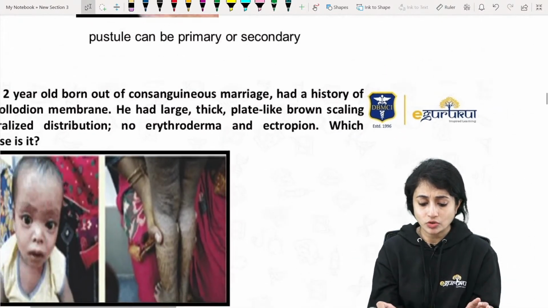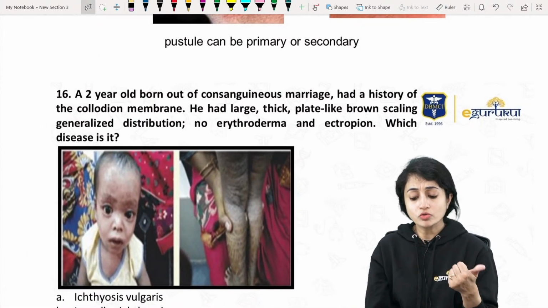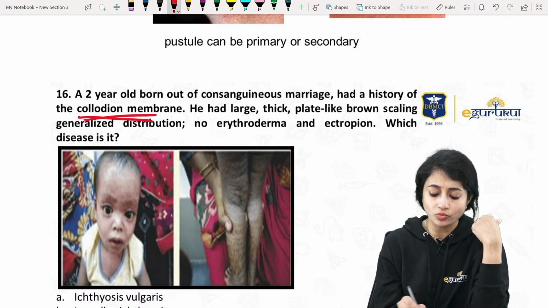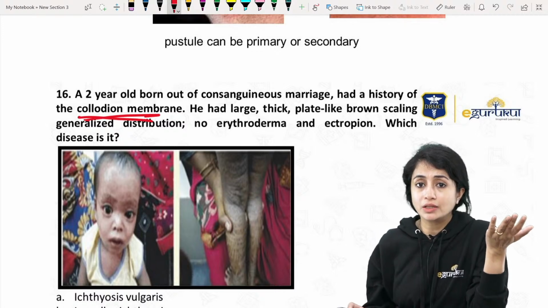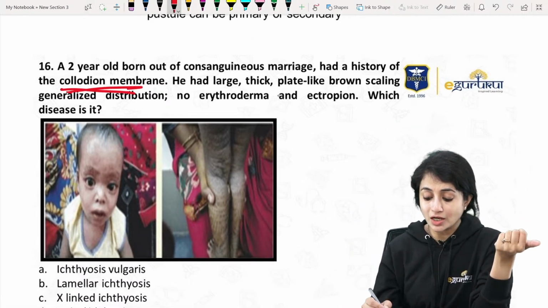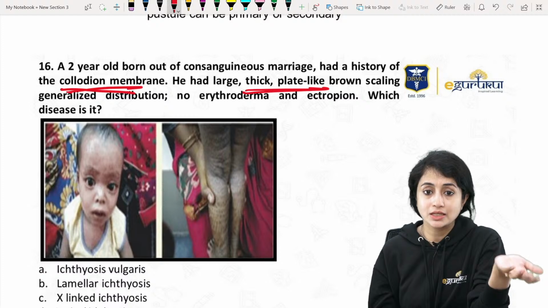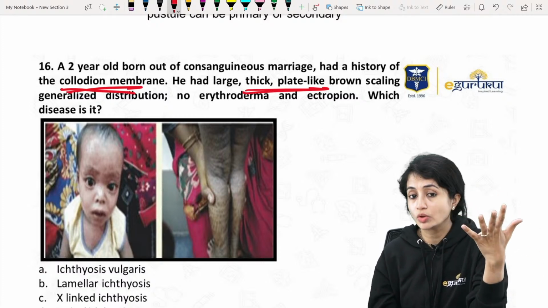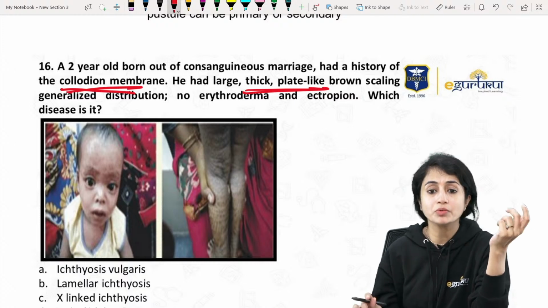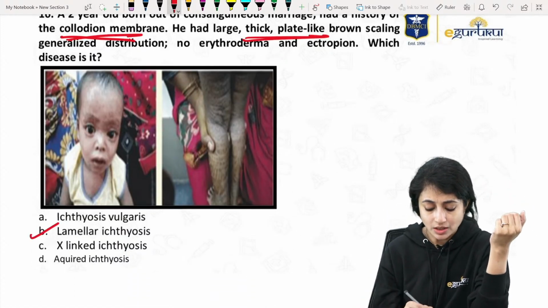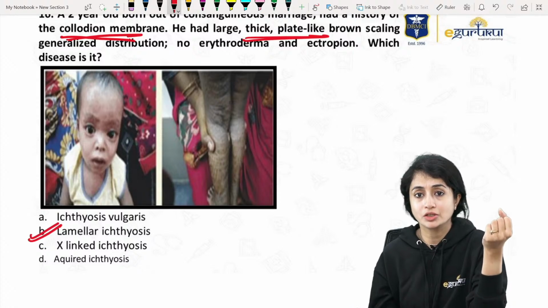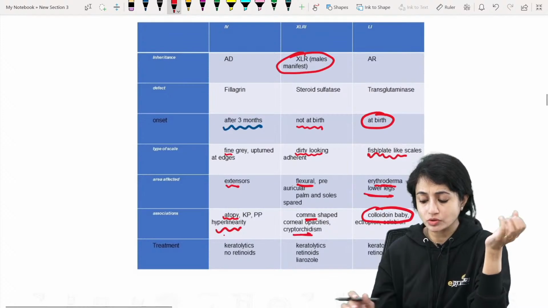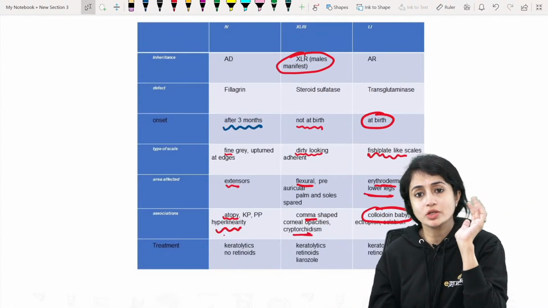And so let's come back to the question. A 2-year-old born out of consanguineous marriage has a history of colloidal membrane. So from that only you can figure out that I'm dealing with lamellar ichthyosis. He has large, thick plate-like scales, again typical of lamellar ichthyosis. So though there is no erythroderma, no ectropion, this is just to confuse you. Colloidal membrane, thick plate-like scales, it is typically lamellar ichthyosis. Okay, so based on this table, you would be able to answer all questions on ichthyosis.